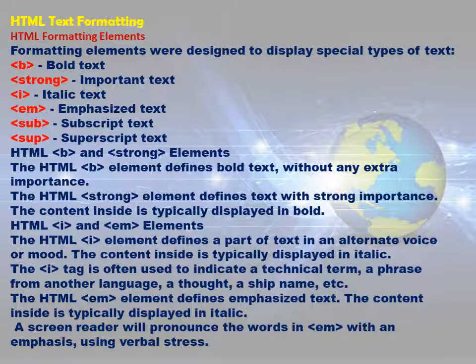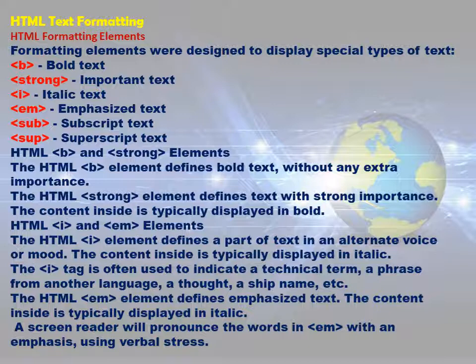Then the I tag and the EM, that is the emphasized tag. The HTML I element defines a part of text in an alternate voice or mood. The content inside is typically displayed in italic. The I tag is often used to indicate a technical term, a phrase from another language, a thought, a ship name, etc. So when we want to display something like this, we can use the I tag.